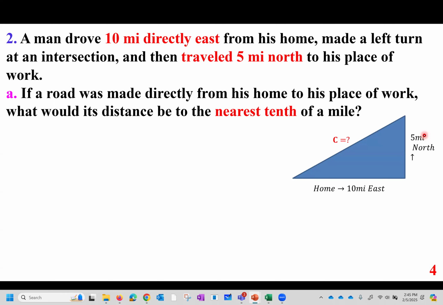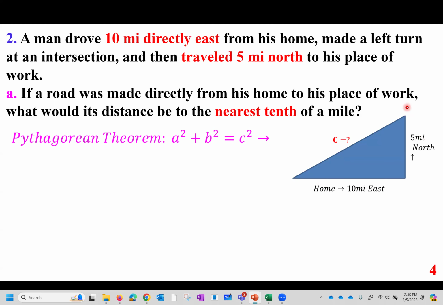What are we looking for? We are looking for this distance. What if we could go directly from this point to this point? That uses the Pythagorean theorem, a squared plus b squared equals c squared.